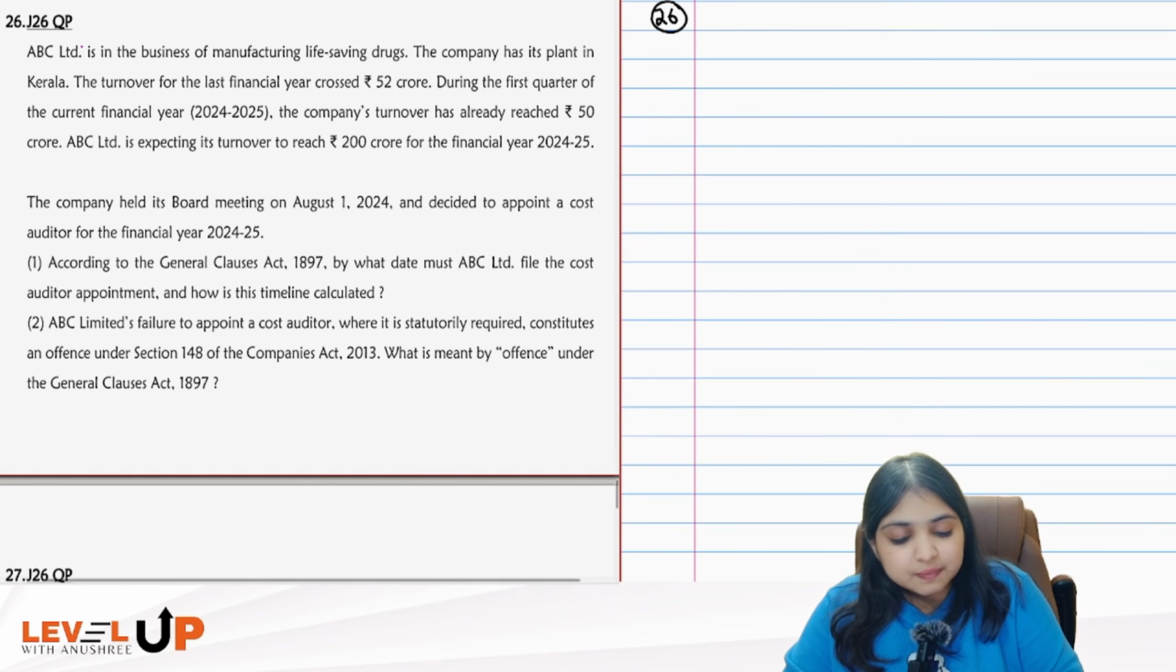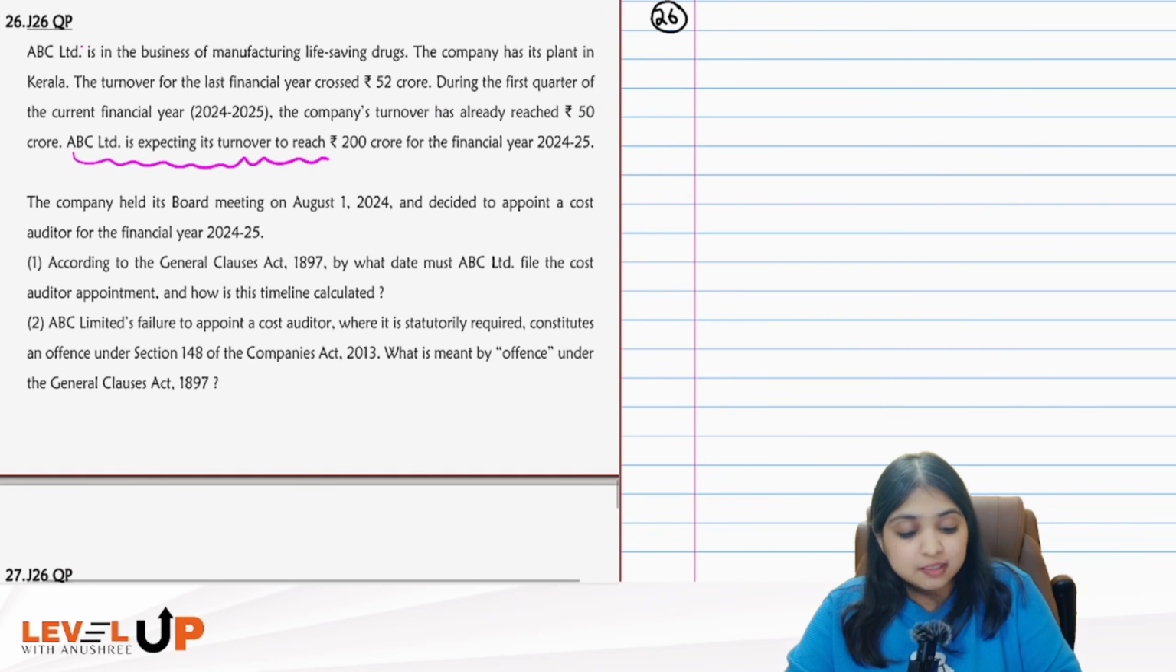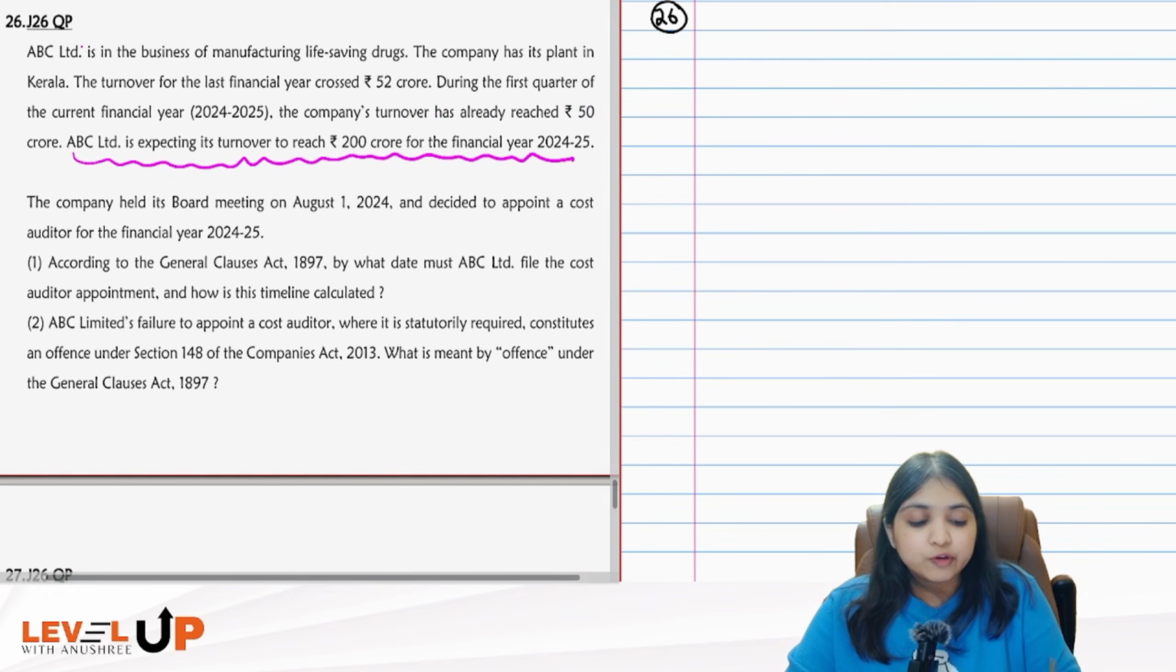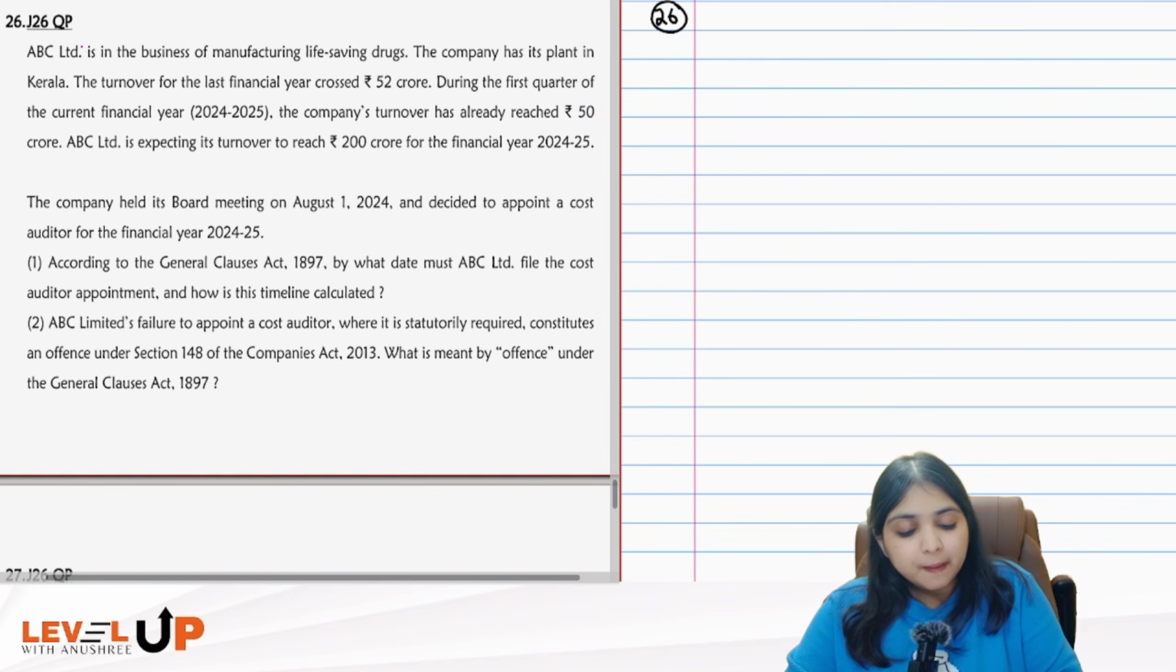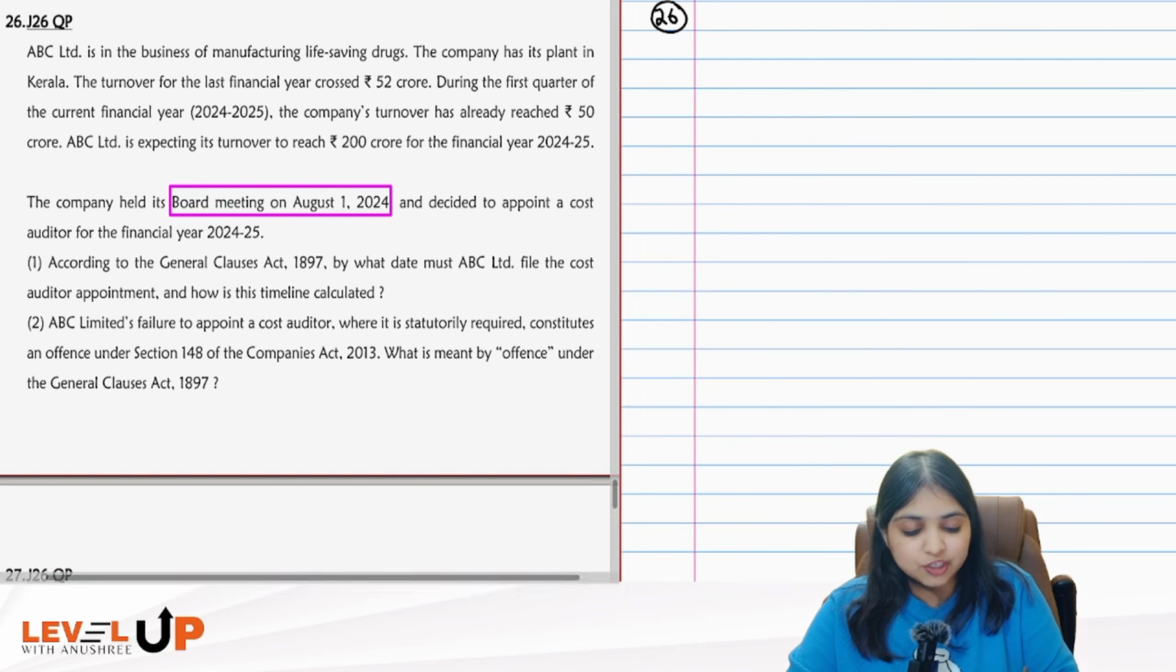ABC Limited is in the business of manufacturing life-saving drugs. Company has plant in Kerala. Turnover for the last financial year crossed 52 crores. During the first quarter of the current financial year, company's turnover has already reached 50 crores. ABC Limited is expecting its turnover to reach 200 crores for the financial year 24-25. Company held board meeting on 1st August 24 and decided to appoint a cost auditor for the financial year.